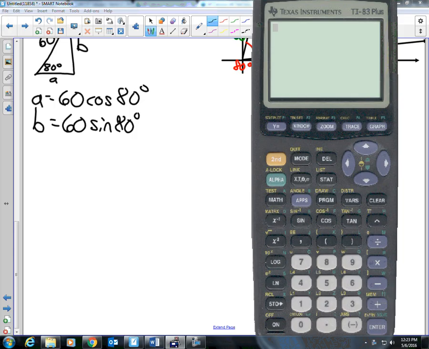All right, so we go 60 times the cosine of 80. Cosine of 80. And then we go 60 sine of 80. I get 10.42 and 59.09.